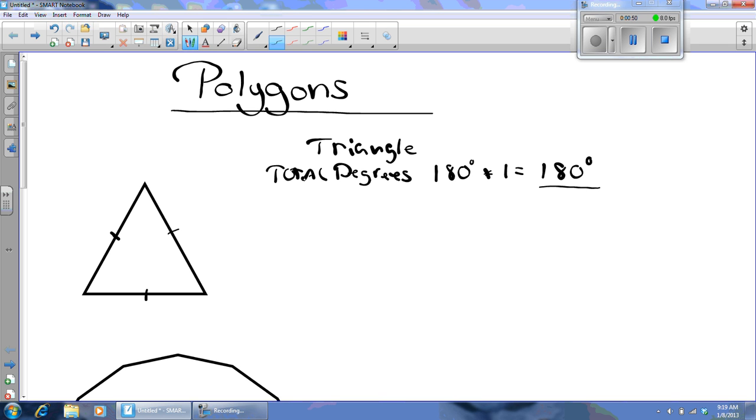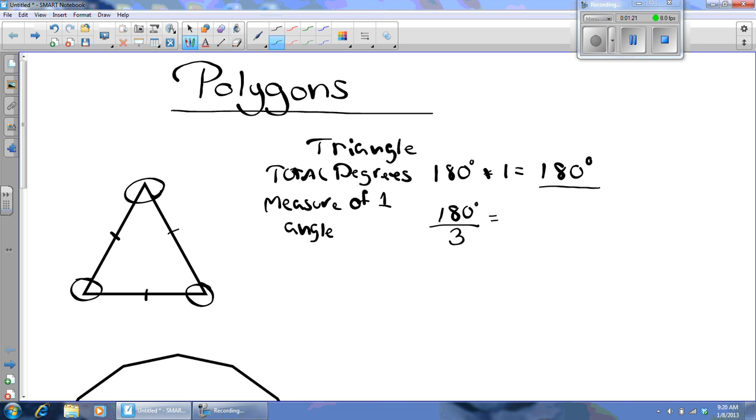All right. Now we have to find the measure of one angle, assuming the triangle is regular. It must be regular for that to be true. All right, so the measure of one angle. Well, we're going to take the 180 degrees and we're going to divide it by the number of angles. I see 1, 2, 3 angles. So we're going to divide by 3. So that means the measure of one angle is 60 degrees.